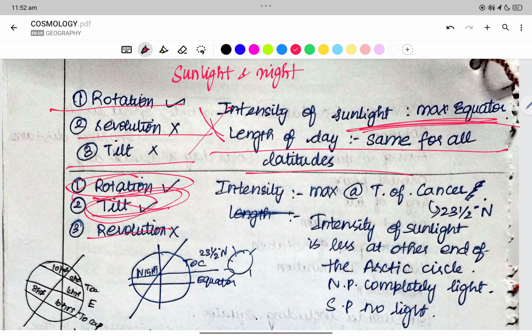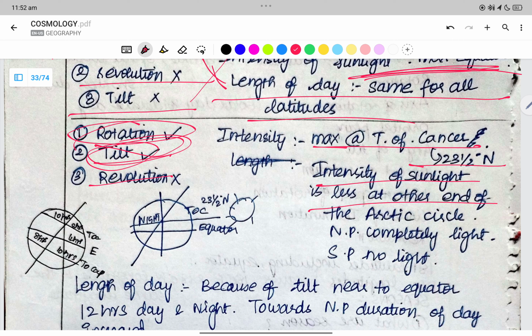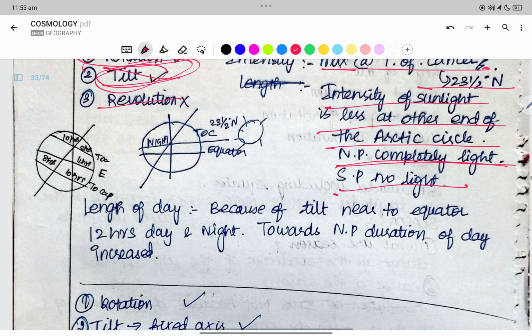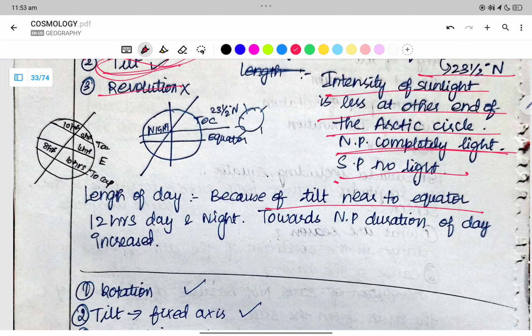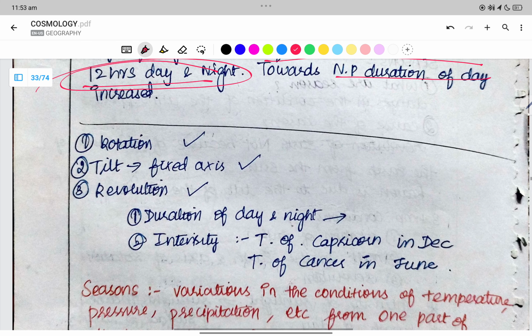Because of the tilt alone, we are having equinox and solstice. Rotation, there is tilt, but there is no revolution. The maximum intensity at the Tropic of Cancer. Intensity of the sun is less at the end of the Arctic Circle. North Pole is completely dark, or complete light. South Pole is completely dark. The length of the day, because of the tilt, near the equator we have 12 hours of day and night. Towards the North Pole, the days are increased.